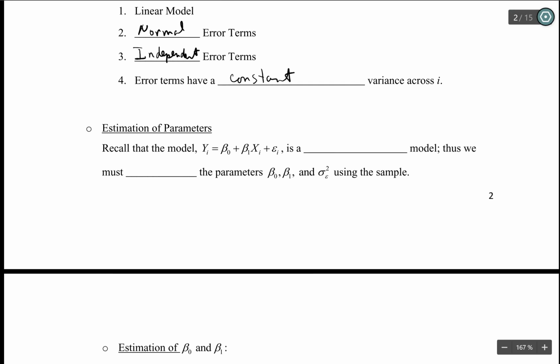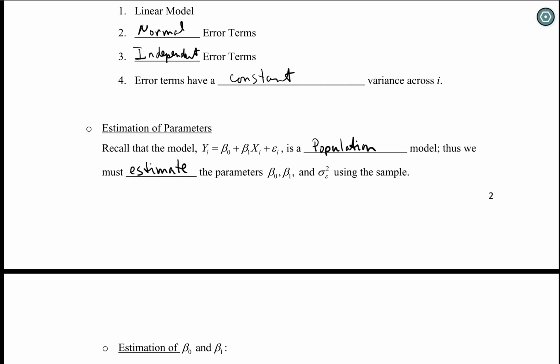Now when we think of this model, this is a population model. That is, the beta naught and beta 1 in the model, and the sigma squared, the variance of the error terms, those are all parameters, those are all unknown. And so what we have to do, just like any statistical problem, is we have to estimate our parameters using data, and that's what we're going to do here.